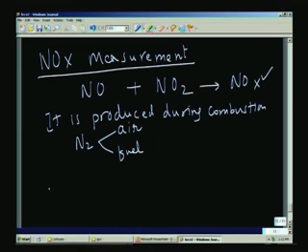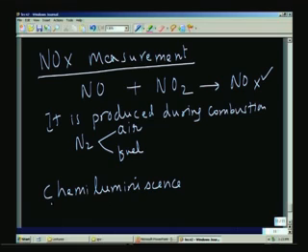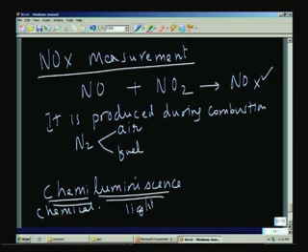So, the method of measurement is called chemiluminescence. What does it mean? Chemi means chemical, luminescence means light. So, chemical reaction gives rise to light. So, the chemical reaction is the reason for the light. Let us look at some of the details.